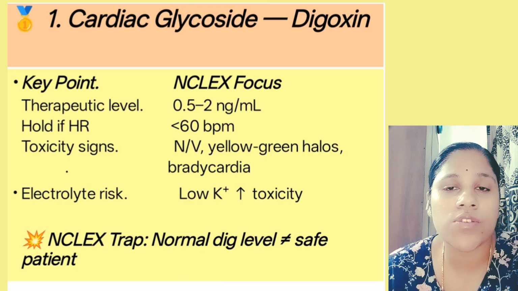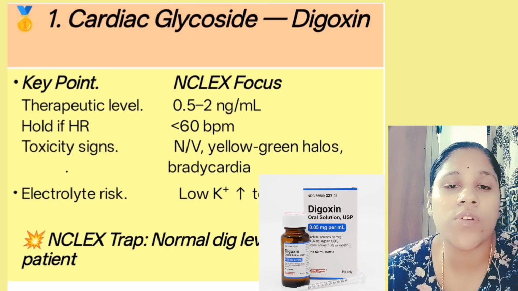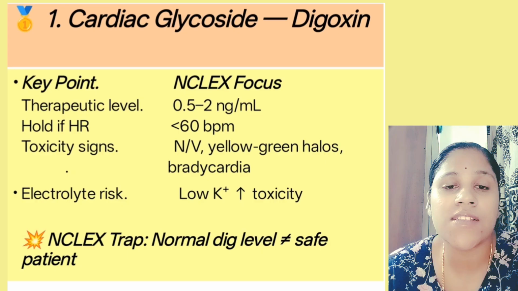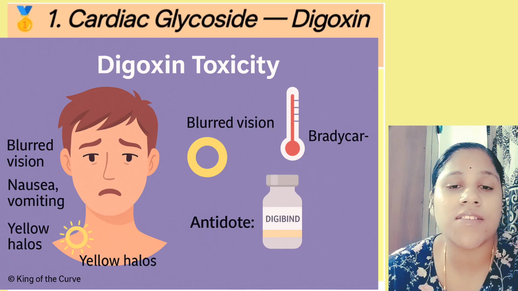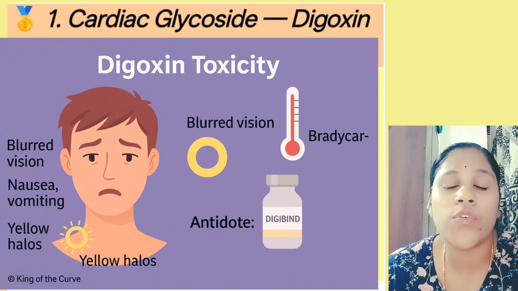Here we are going to see digoxin. Yes, the key point we need to remember is the therapeutic level of this particular drug. The NCLEX focuses here on the therapeutic level of 0.5 to 2 nanograms per milliliter. And we need to hold this drug if the heart rate is less than 60 beats per minute. And always we need to monitor the toxic signs. Yes, the NCLEX focuses here on nausea, vomiting, or if the patient is having green-yellow halos. And bradycardia, of course, we cannot forget.